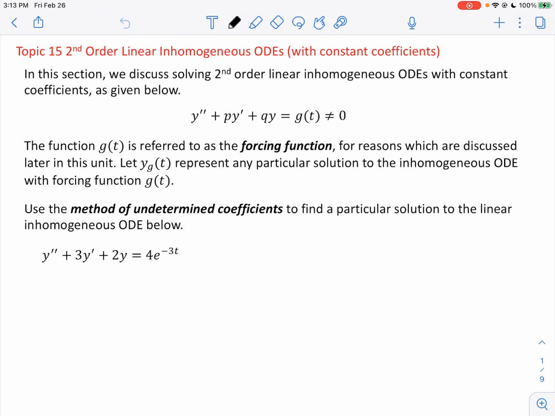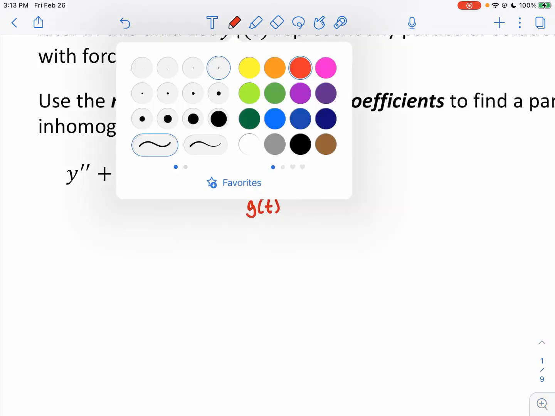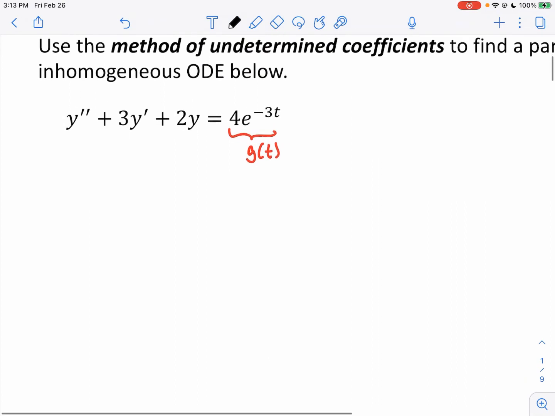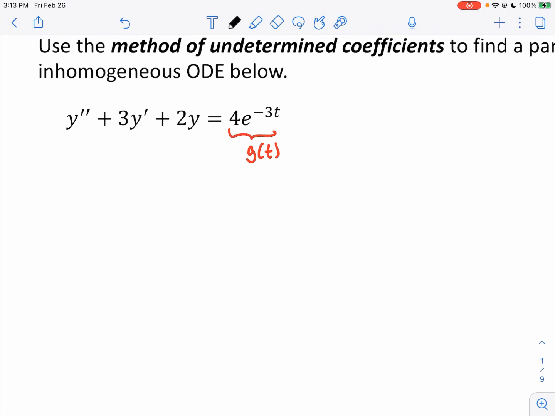Okay, first of all, let's refer to this function over here as, you can call it whatever letter you want, we'll call it g of t. So we're trying to find y sub g of t. We want to find any solution to this differential equation that has this particular forcing function, and we'll use y sub g to refer to it. And we're going to assume that y sub g of t has this general form, but with an unknown or undetermined coefficient, hence the name of this method.